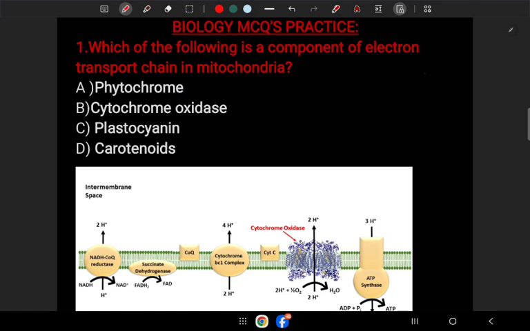Option A, phytochrome. Option B, cytochrome oxidase. Option C, plastocyanin, and option D, carotenoid. In this case, the question wants to know the electron transport chain in mitochondria. Here the correct option is cytochrome oxidase. Here is the diagram of cytochrome oxidase that is present in the inner mitochondrial membrane of mitochondria.